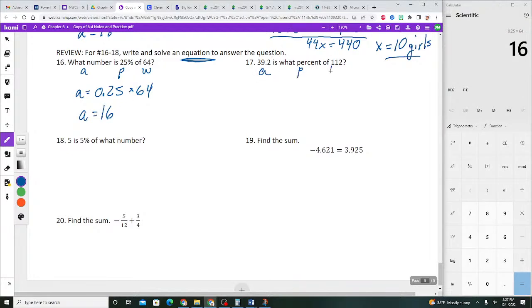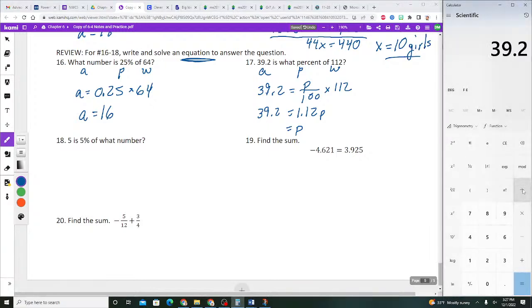A, P, W, so we're looking at 39.2 equals P over 100 times 112. I'm going to show you a shortcut here. 39.2 equals, if I divide 112 by 100, that gives me 1.12p. Divide both sides by 1.12, so I've got 39.2 divided by 1.12. That's 35%.